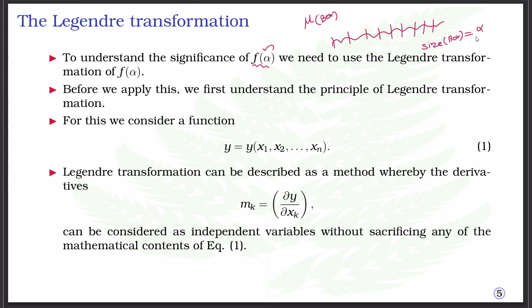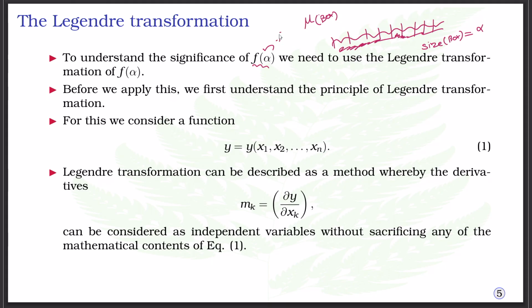Given that the size of the boxes is alpha, mu can be called the density of the boxes. Obviously, with respect to this alpha, not all boxes contain the same measure. It depends on the set. If you consider a more irregular object like this one, this box contains more density points, whereas this box contains fewer density points. So the mu of a box will vary with respect to the different alpha.